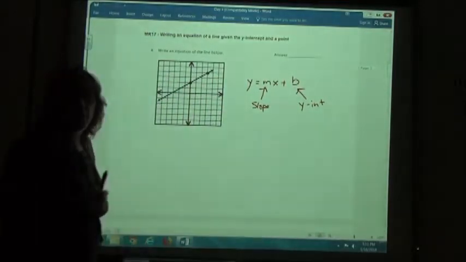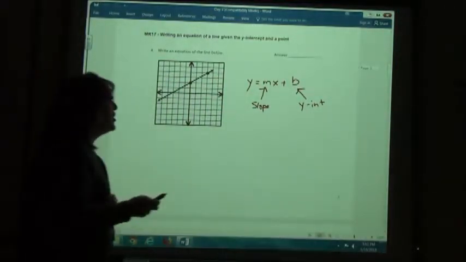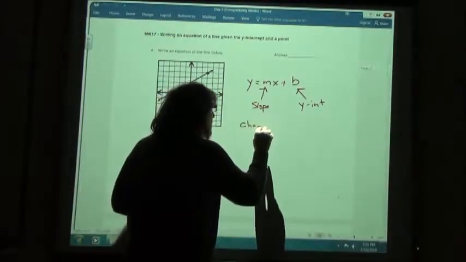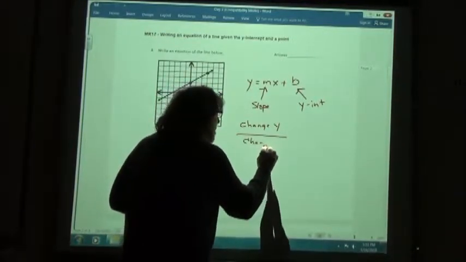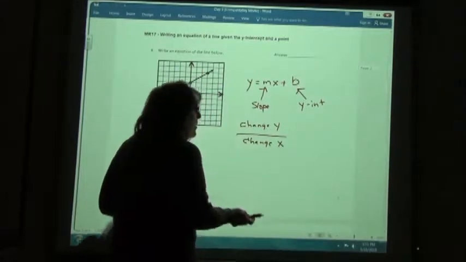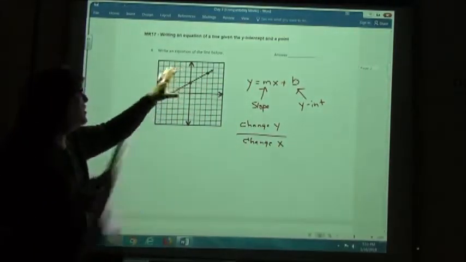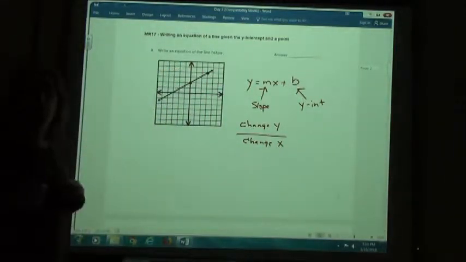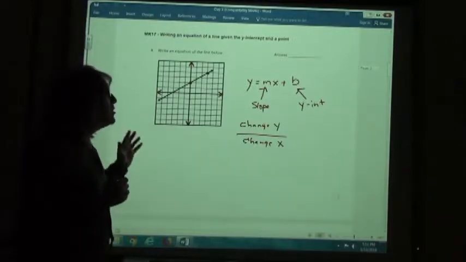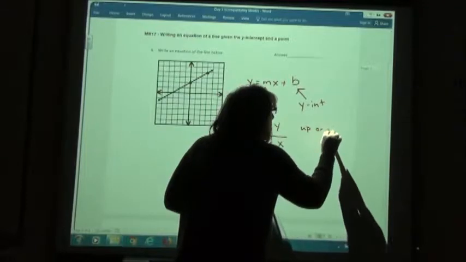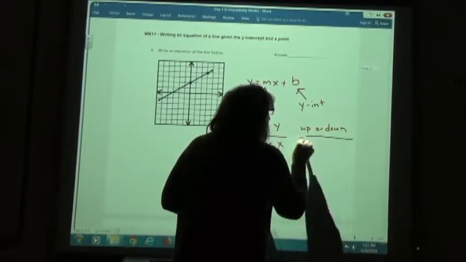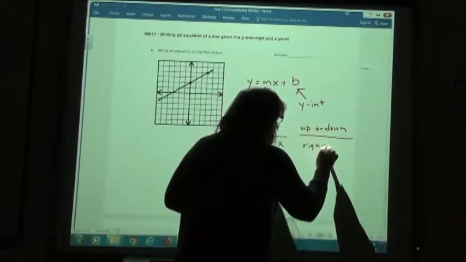Now my slope, just to refresh your memory, is the change in the y direction over the change in the x direction. There is a formula, but they're just going to give you the graph to make sure you understand slope. So it's easier just to count it out. The top being the up or down, the bottom being right or left.